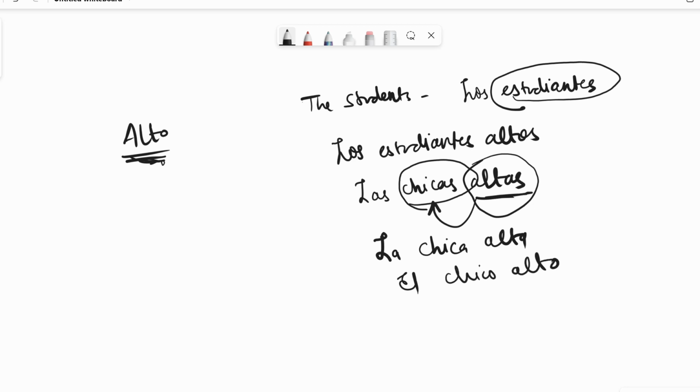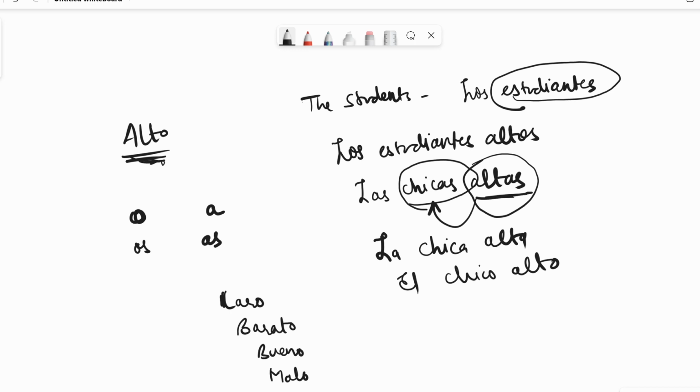Pretty simple, right? So just like professions, most of the adjectives that end in O are going to have four forms or four endings: o, a, os, as. Now, caro is expensive. Barato is cheap. Bueno is good. And malo is bad.